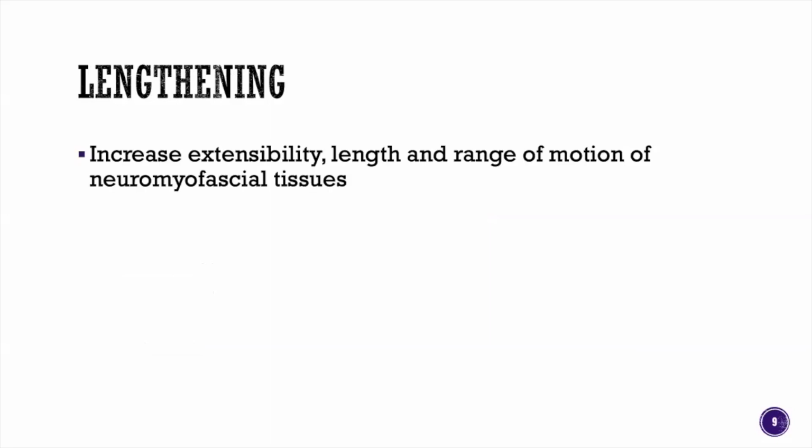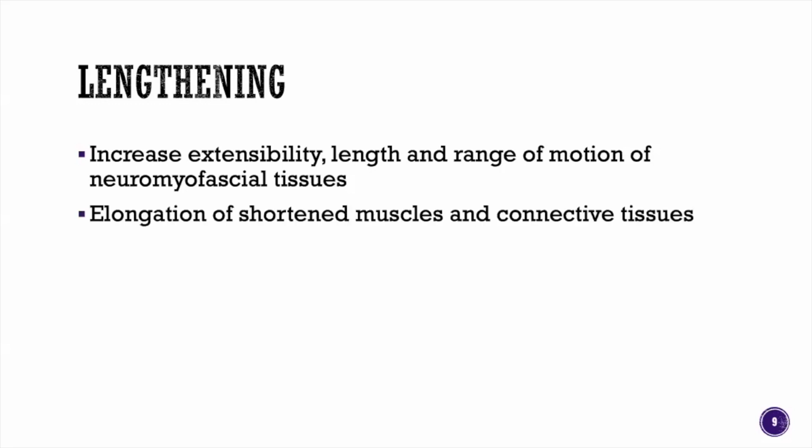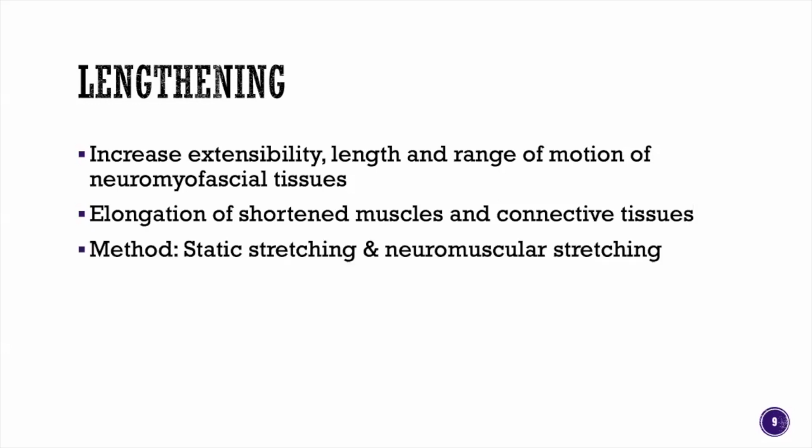Then we're going to go into those muscle groups that were overactive and we're going to start lengthening them, right? So we are increasing the extensibility, the length, and the range of motion of all of these tissues that are being impacted. Because they have been tight, they start to shorten, and the connective tissues are tight and shortening as well. So we're going to work on elongating all those shortened muscles and the shortened connective tissues. We can do this through static stretching and neuromuscular stretching, and we'll talk about each one of those.